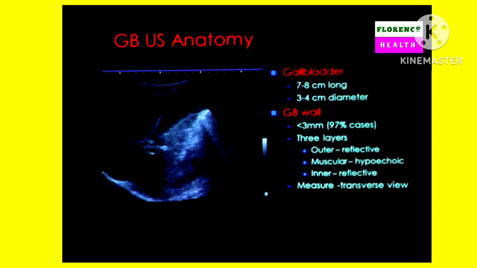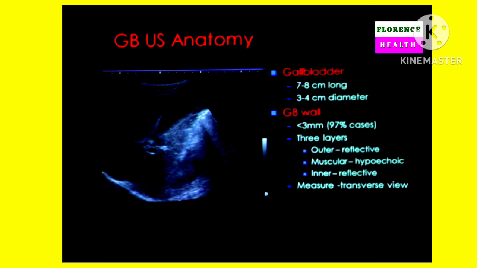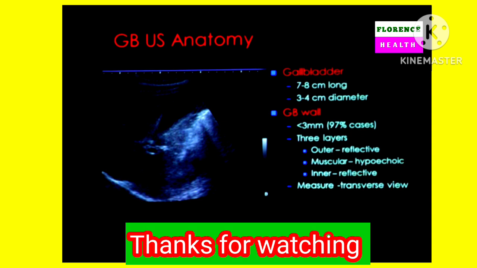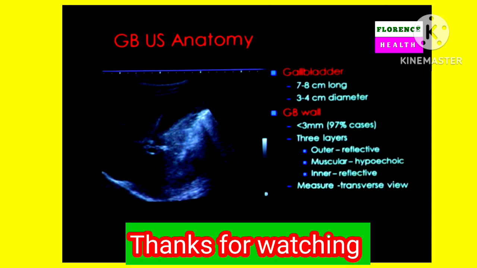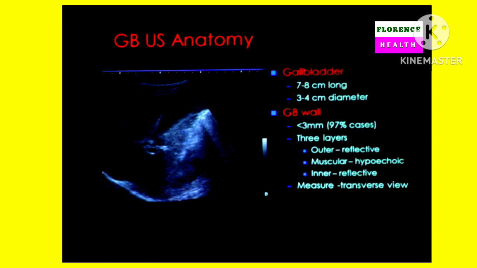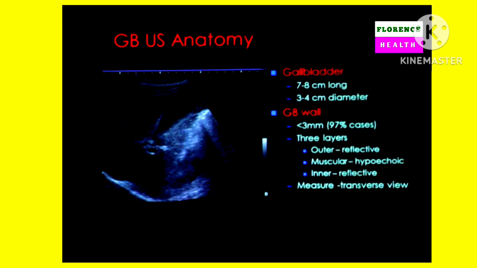Another point to be discussed is the thickness of the gallbladder wall. The normal thickness of the gallbladder wall is less than 3 mm. Thickness should be measured in transverse section. Remember, the thickness of the gallbladder wall should be measured in transverse section. The thickness will be more than 3 mm in an inflammatory gallbladder, that is, in cholecystitis.